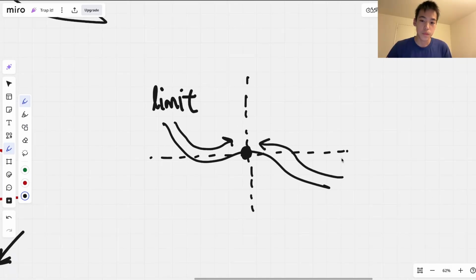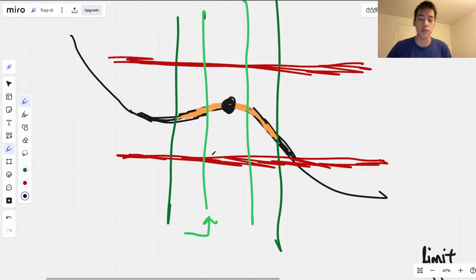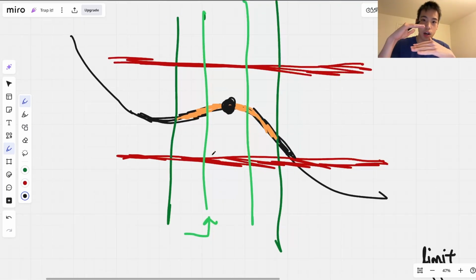But here, the reason why we're playing all of this trapping game is this, just to recap: if I give you a certain window above and below a point, and the point doesn't even have to be defined, right?